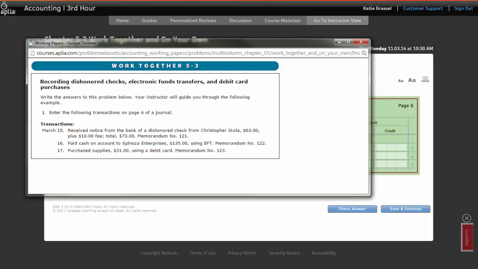Okay, dishonored checks. Dishonored checks are checks that were written by a customer to us, the business, that bounced. Any businesses that accept checks run into that issue.